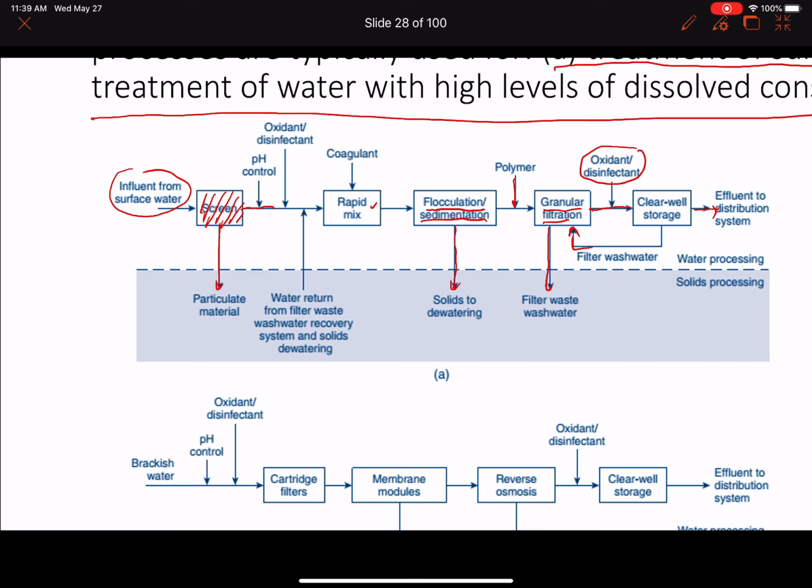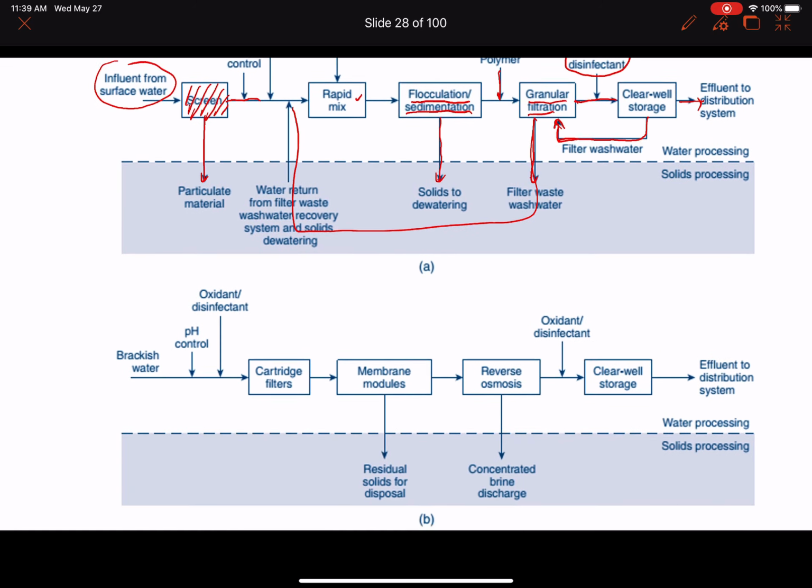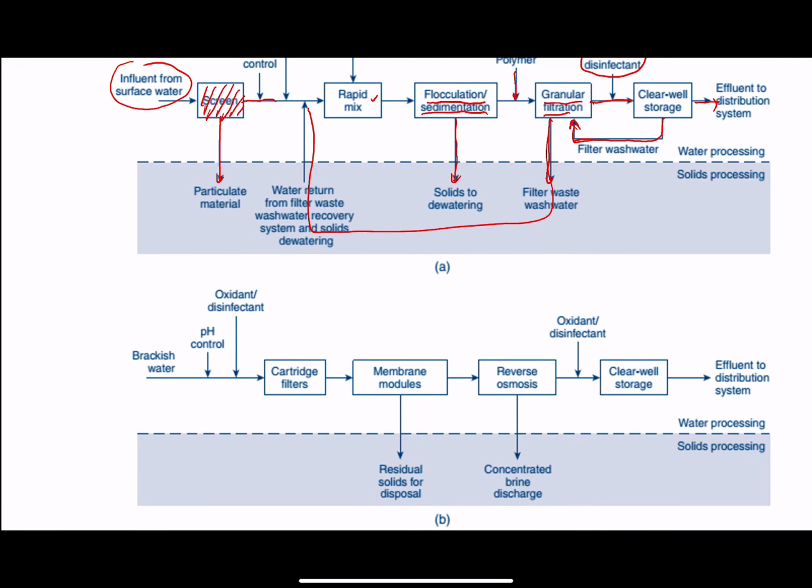This filter backwash, they take it from the storage tank to backwash the filter. And also, the filtrate waste is recycled back to the rapid mix too. So it's different processes between surface water and brackish water. Let's look at the next one, brackish water.